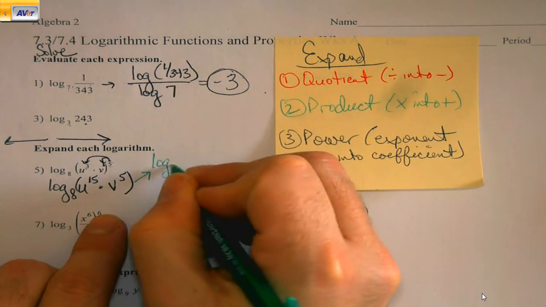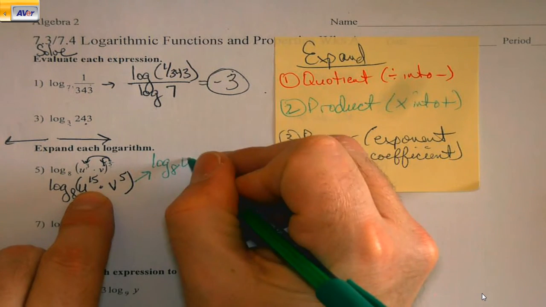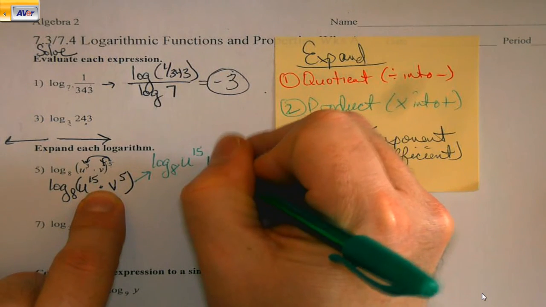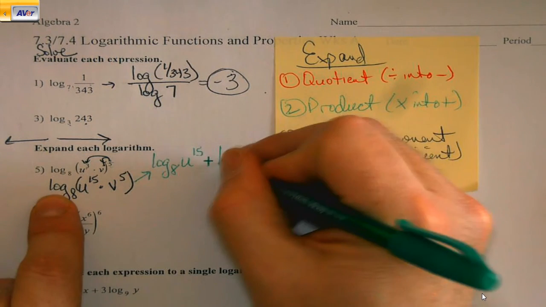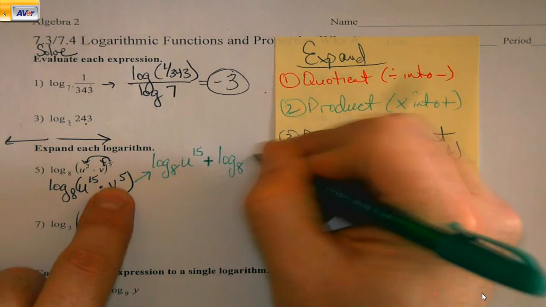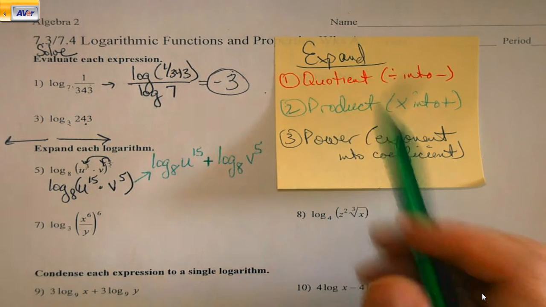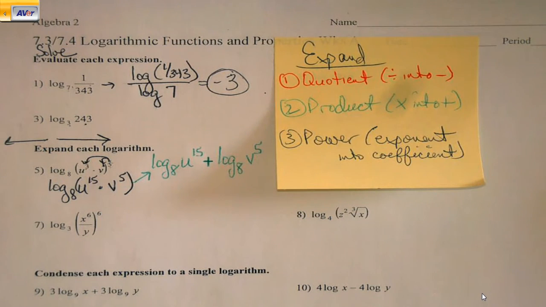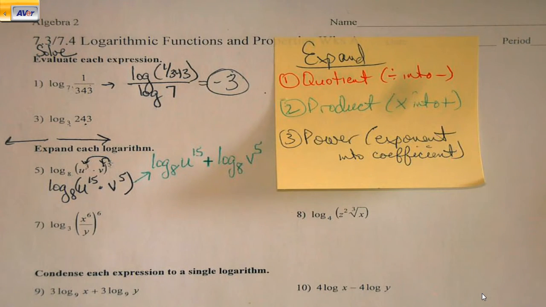I write my log with my base, so my log 8, u to the 15th, and then when I see the times, that's where I'm going to put the plus in. And then I have to rewrite my log base 8, and then write my last term. So each time I do something in my list, I'm making more logs. I'm expanding. So far I've gone from 1 log, I've expanded it out to 2, but I still have 1 step to look at, and I might have 1 more thing to do.